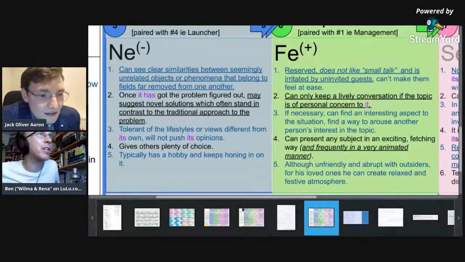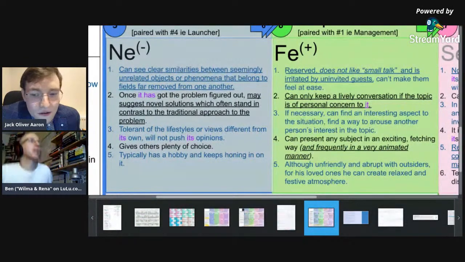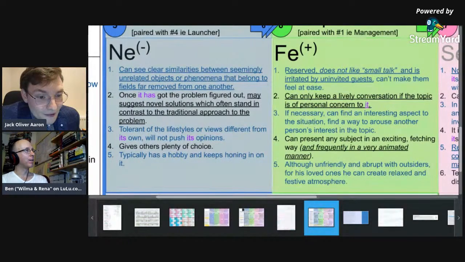It depends on the topic. Could you give me one example of an LII, who we both agree is an LII, who can find a way to arouse another person's interest in the topic? Me.